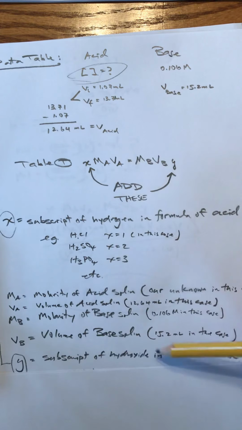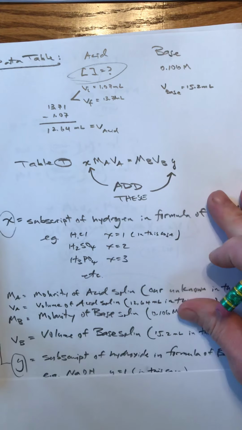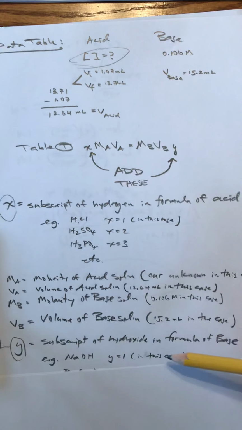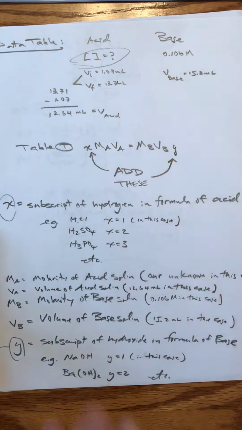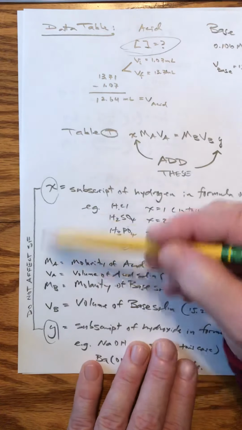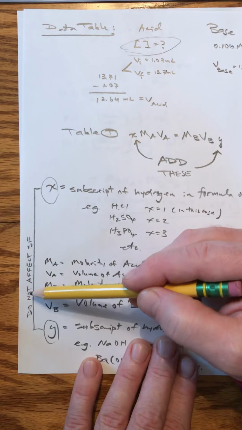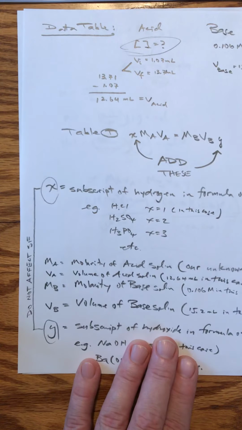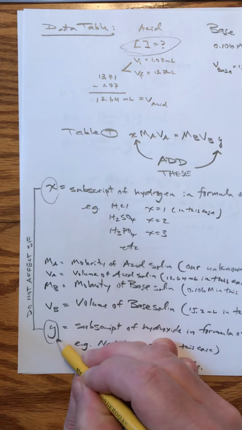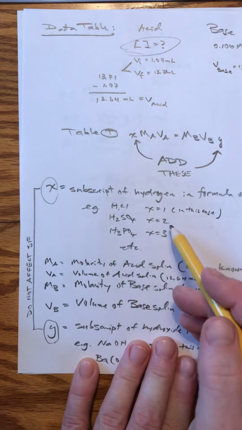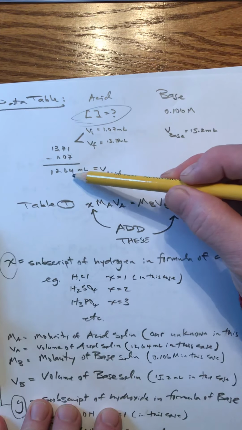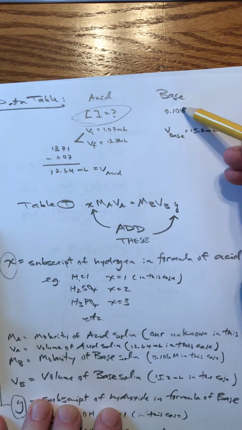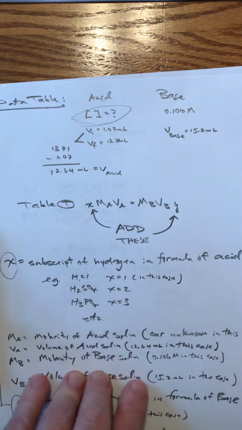Y is the subscript on the hydroxide ion in the formula of the base. So in our case, NaOH, Y is 1, but if we had used something like barium hydroxide, Y would be 2. You get the point. X and Y do not affect sig figs. They're not measured values. They are part of a formula. They're by definition, if you will, so you're not going to be down to 1 sig figs based on that. Looking at our data, that's 4 sig figs, that's 3 sig figs, that's 3 sig figs. Our answer is going to have 3 sig figs.